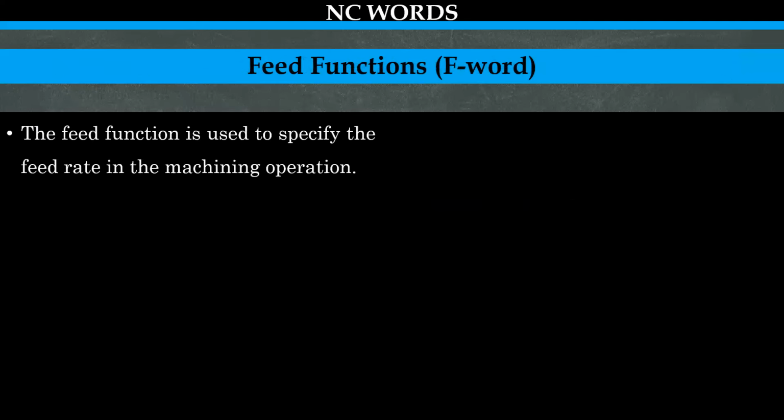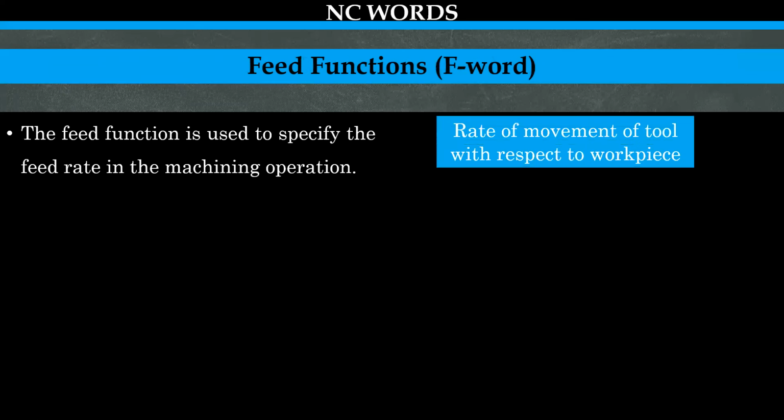Next is the feed function. Feed is important because it determines the time required for machining the workpiece. The feed function is used to specify the feed rate in the machining operation. That is, it specifies the rate of movement of the tool with respect to the workpiece.